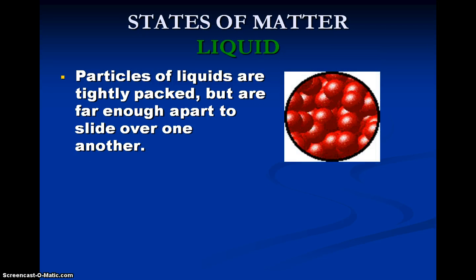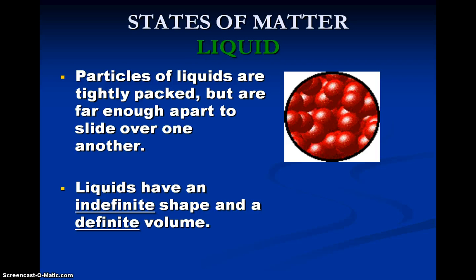So liquids have particles that are also tightly packed, but are far enough apart that they can actually slide past one another and flow. So liquids are said to have an indefinite shape, so that means they take the shape of whatever container you put them in, but they have a definite volume. They are not compressible. And you can see here that they're moving a little bit more. They have more motion than the solids.